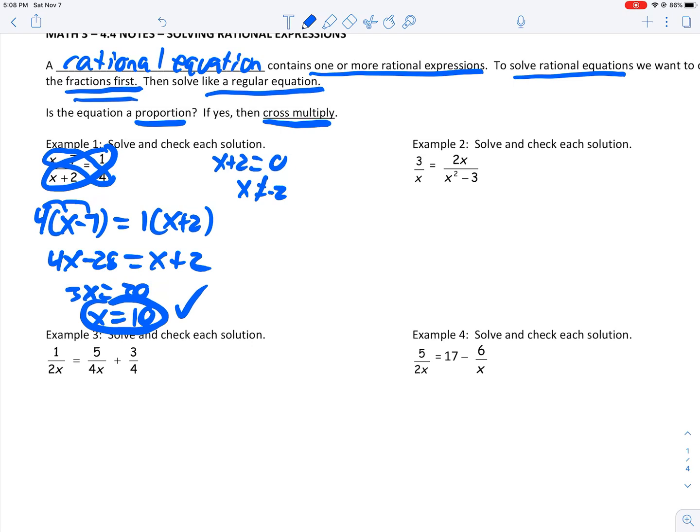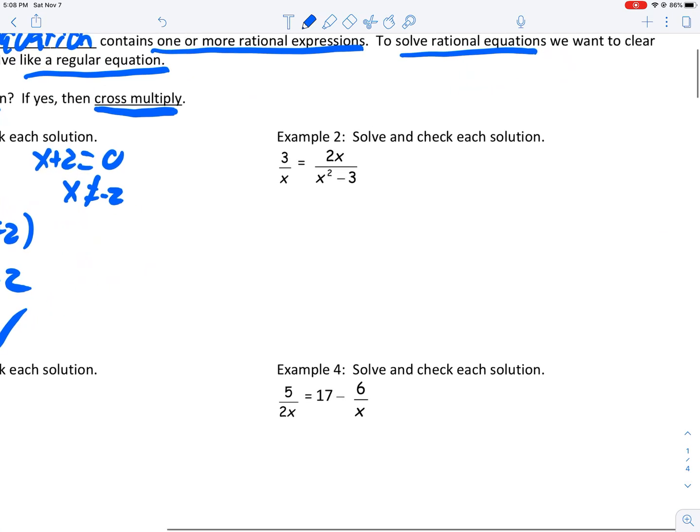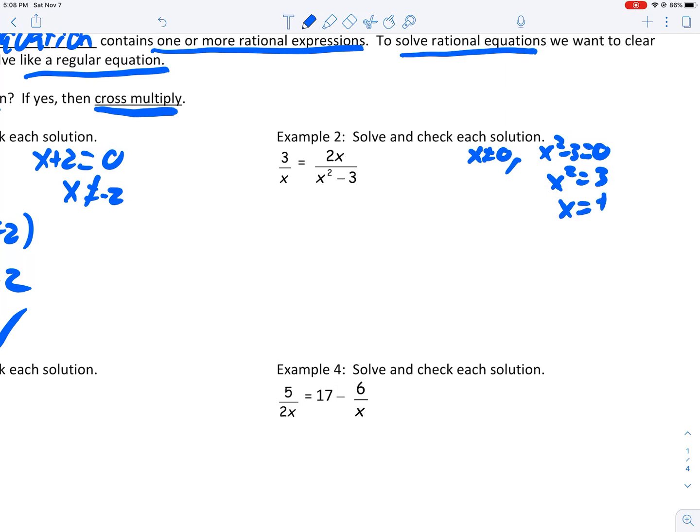Okay, example 2, same idea. It's a proportion, it's a fraction equal to a fraction, so cross multiply. But before we do that, we want to worry about the values that make our denominator equal to 0. So x cannot equal 0. And then we have x squared minus 3 equals 0. So add 3, square root. So x cannot equal plus or minus root 3.